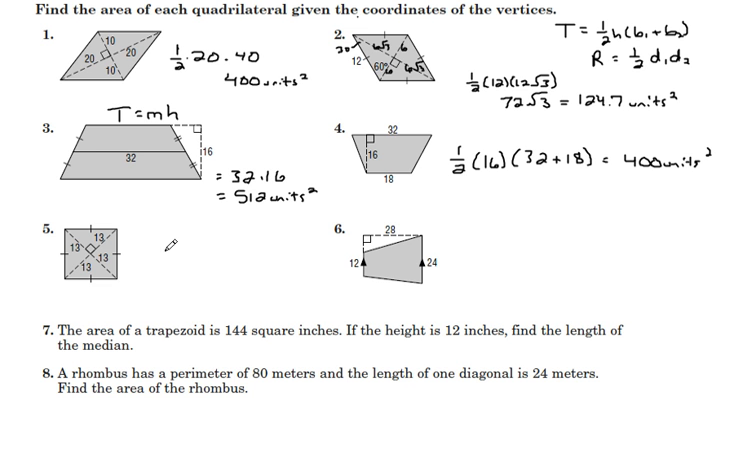Okay, number 5, it is a square, but a square can also be interpreted as a rhombus. Rhombus, we have the diagonals of, well, 13 and 13 make 26, so 1/2 of 26 times 26 comes out to 338 square units.